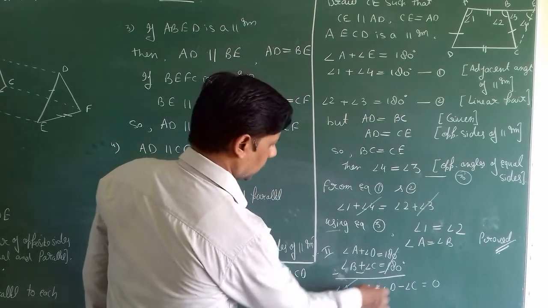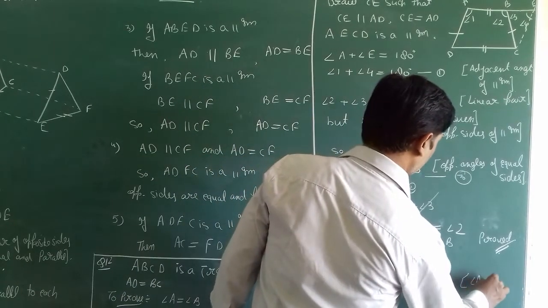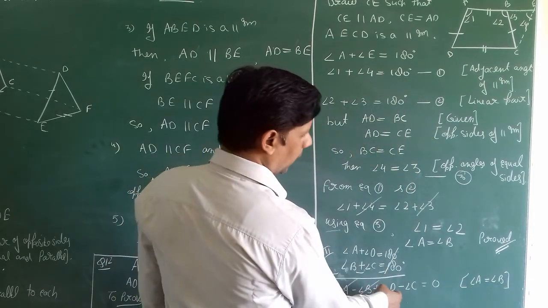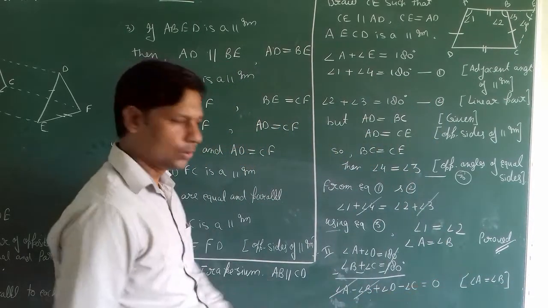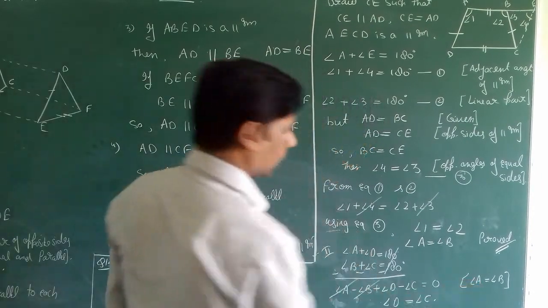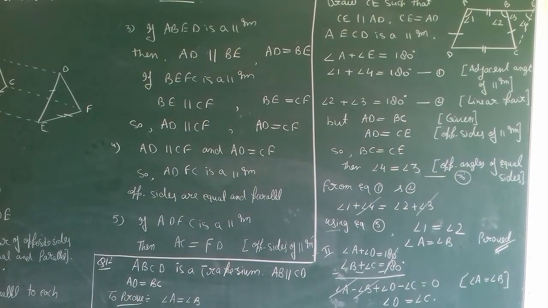So we can cancel angle A and angle B because angle A is equal to angle B. Now angle D minus angle C is equal to 0. So we can write here angle D is equal to angle C. That proves part number 2. Right, students? And then we have the last part of this.